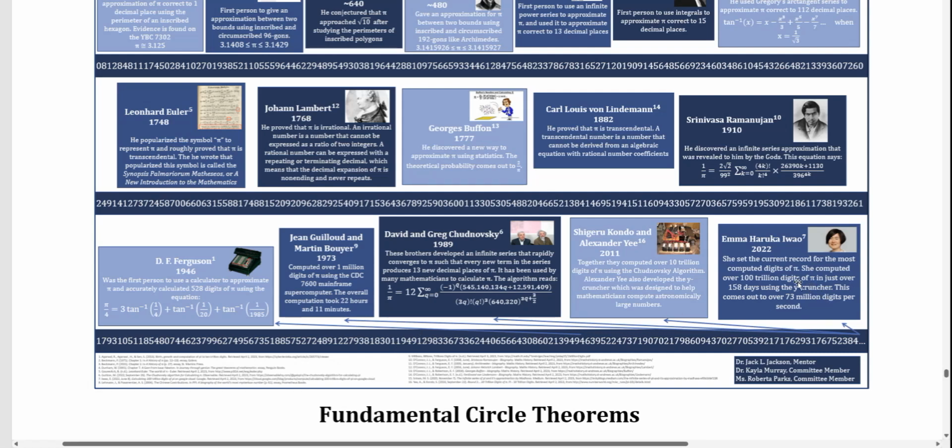Okay. And then the current record holder is Emma Haruka Iwao. She set the current record for the most computed digits of pi. She computed over 100 trillion digits, a lot more than fit on this paper, in just over 158 days using y-cruncher and a system that Yee came up with. And that comes out to over 73 million digits per second.